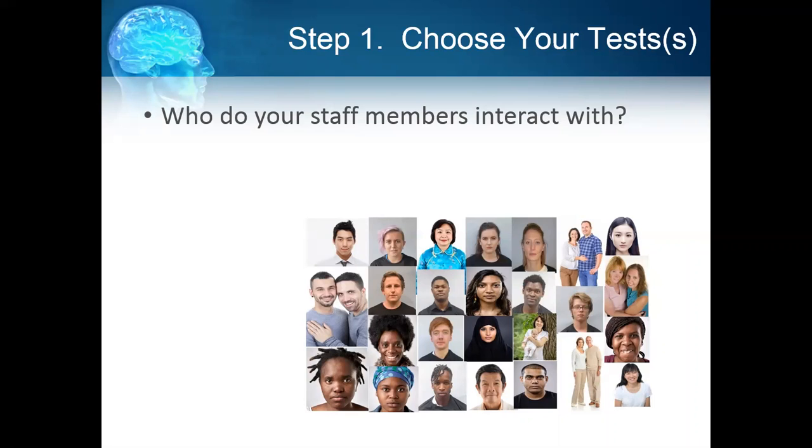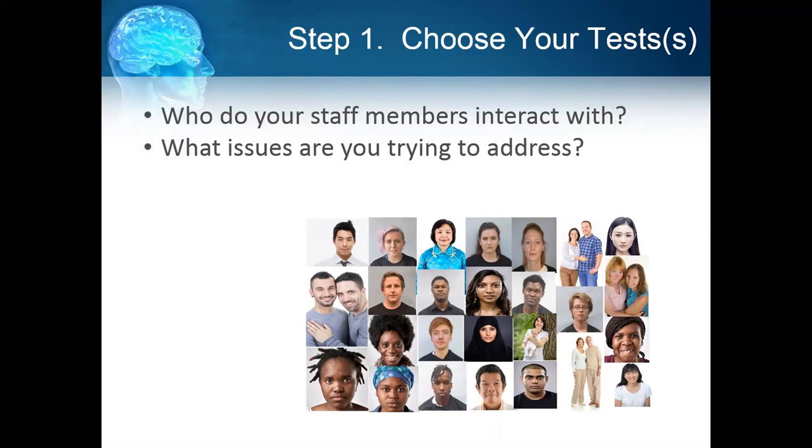So is it our customer group? Is it our patients? Is it the public that they have to deal with? What do they typically look like? So are we talking about ethnicity? Are we talking about gender? Are we talking about age? Something that says we need to understand how our staff might be seeing our customer base, the people that they interact with. The second reason people choose a test is if there are issues in the organisation.